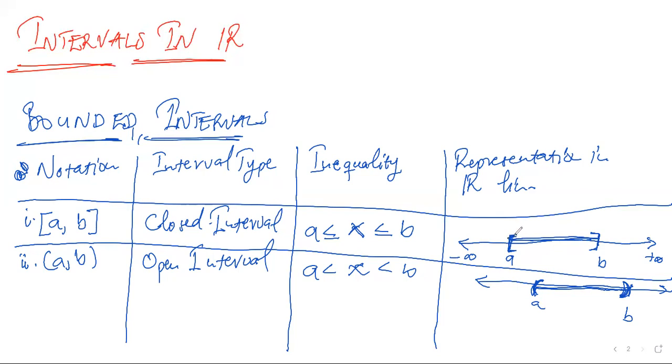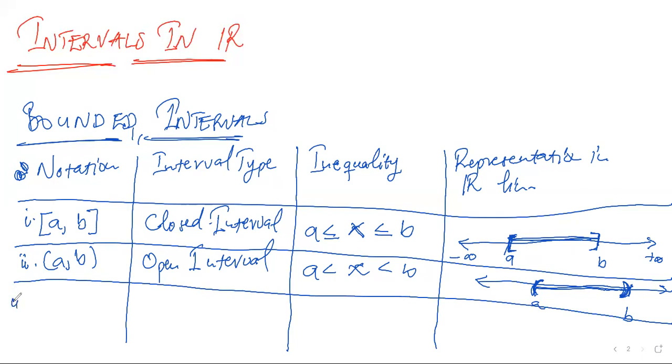Here, it's all numbers in between A and B, including A and B themselves. So that is a closed interval. And then we have 2 more types. That is a square bracket A, comma, B open bracket.